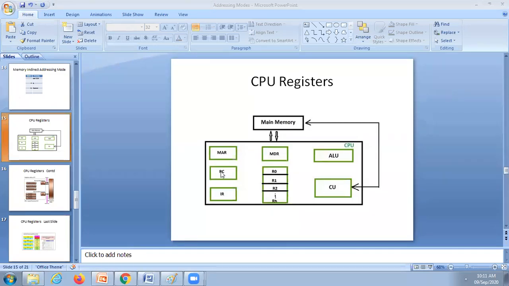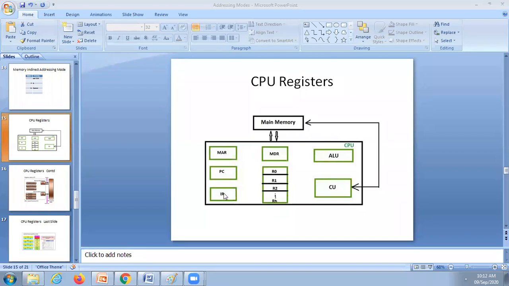Program counter is called the instruction pointer in some processors like Intel 8086 onwards. But in the majority of processors, we call it the program counter.